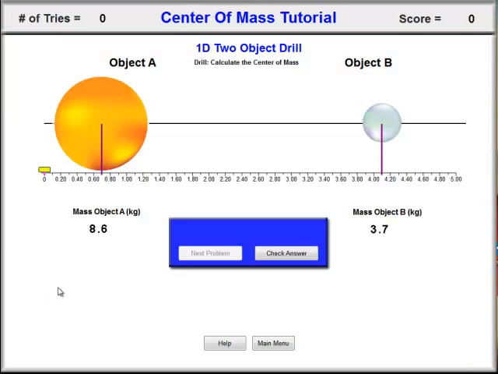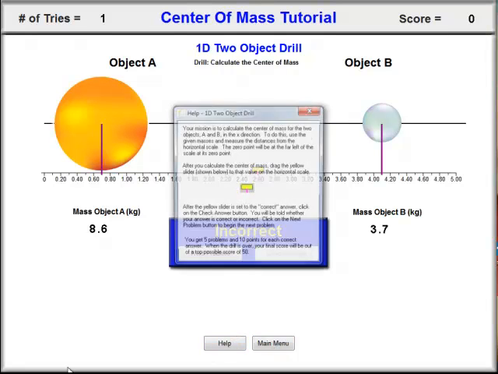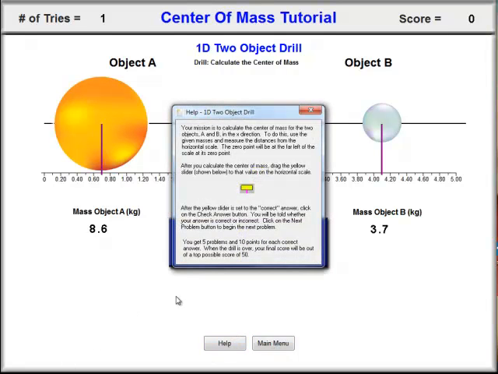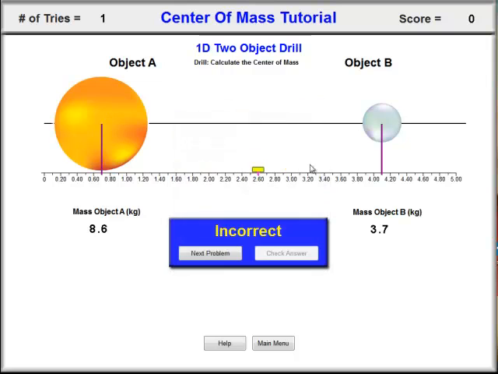There's a drill where they're given a problem with the mass and the location on a, I guess you could say, number line, and then they have to do the calculations and choose, and then check their answer. So this is a nice little practice. In each case, there is a help screen that talks about exactly how to go about the calculations, how to run the simulation, and so on.